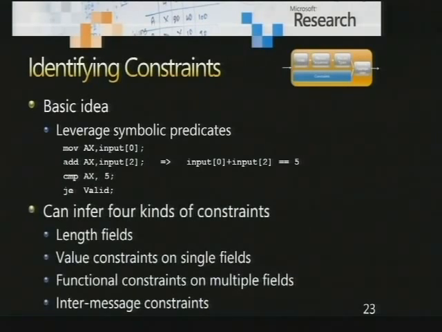With the symbolic predicates and other techniques, we can infer 4 kinds of constraints, such as length fields that specify the size of a record sequence or the size of a buffer, or a value constraint on a single field. For example, saying the type must be 1 or this ID must be 5. Functional constraints on multiple fields, for example, a checksum: the XOR of all the fields in the header must equal the checksum field. And also intermessage constraints, where we track the dependencies between the input message and the output messages.